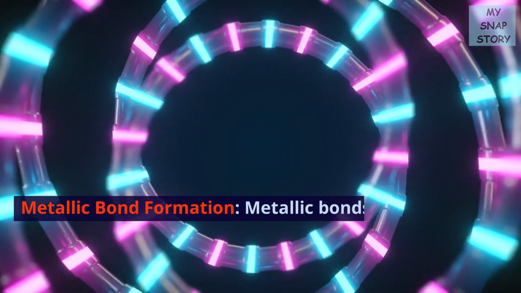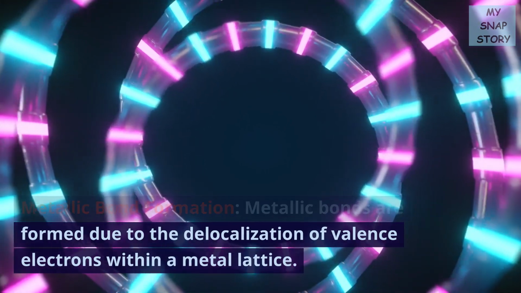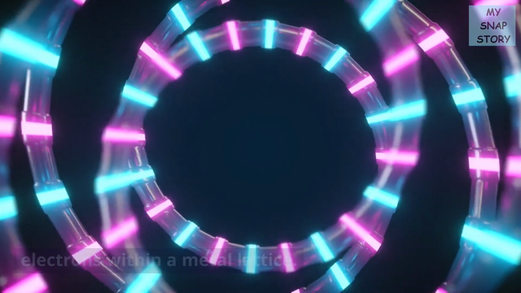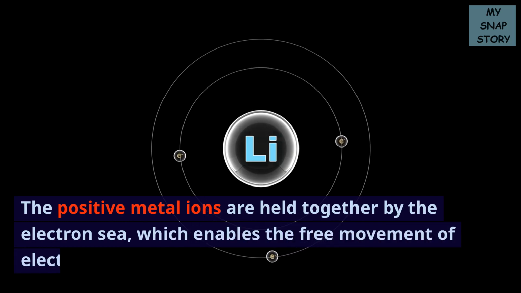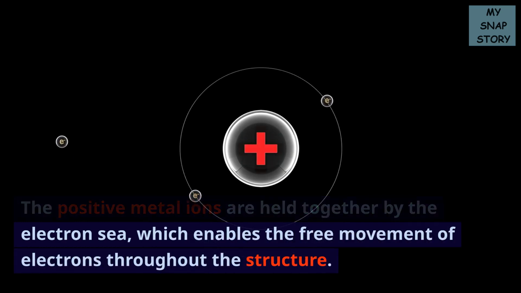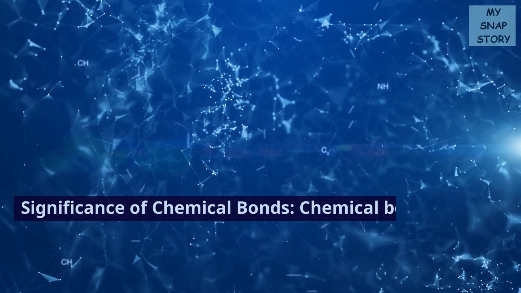Metallic bond formation. Metallic bonds are formed due to the delocalization of valence electrons within a metal lattice. The positive metal ions are held together by the electron sea, which enables the free movement of electrons throughout the structure. Significance of chemical bonds.